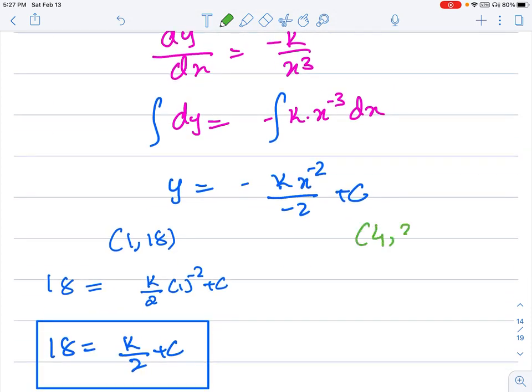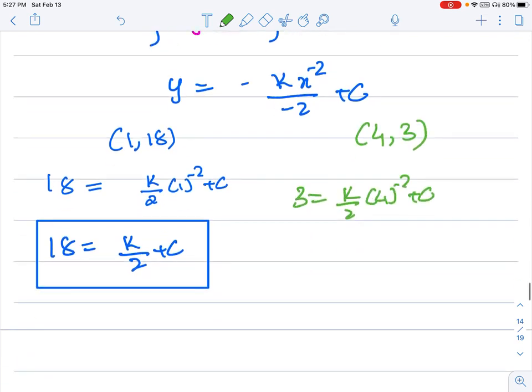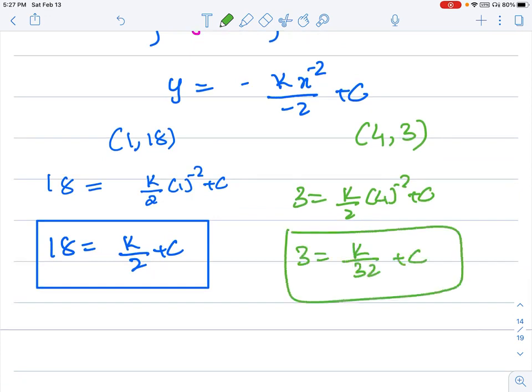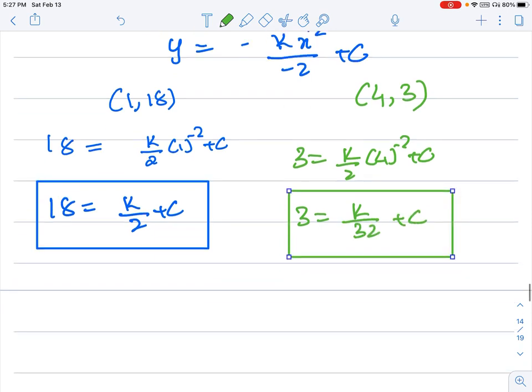So I plug in (4, 3). 3 is equal to k upon 2 times 4 to the power minus 2 plus c. So I get 3 is equal to k upon 32 plus c. This is another equation I got. Now I try to solve these two equations.